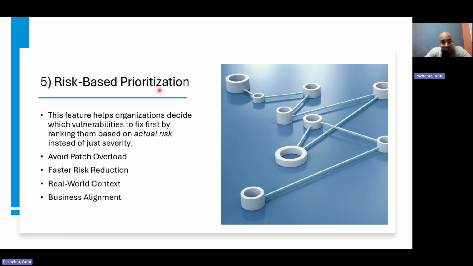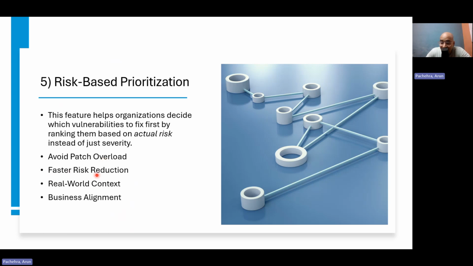Right. So traditional vulnerability management often prioritizes using CVSS scores only, but DVM enhances this with real world exploitability, business context, and threat intelligence. It highlights vulnerabilities that are actively exploited in the wild or exposed on high value assets. So that's how this helps you. It avoids patch overload, which means thousands of vulnerabilities are discovered each year. Patching all at once is not realistic. So risk based prioritization ensures focus on the most critical issues first.